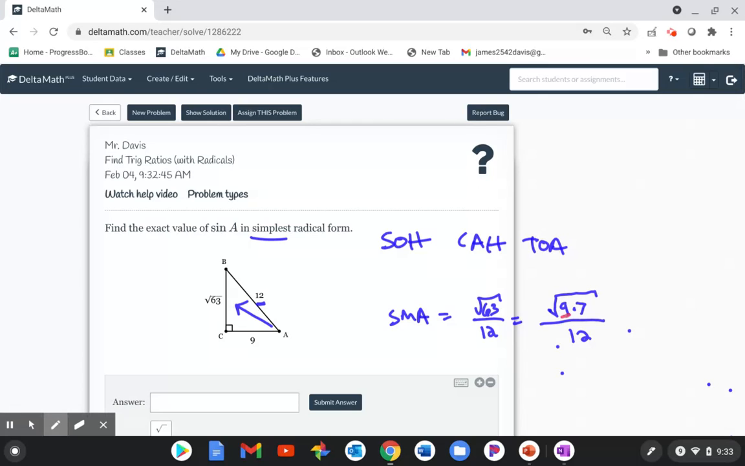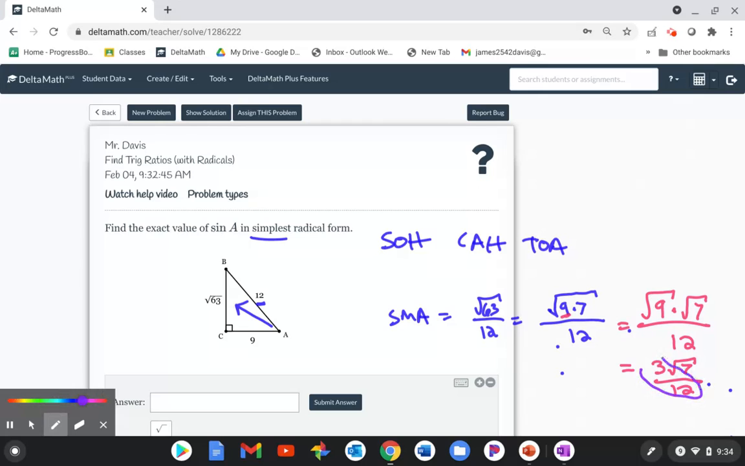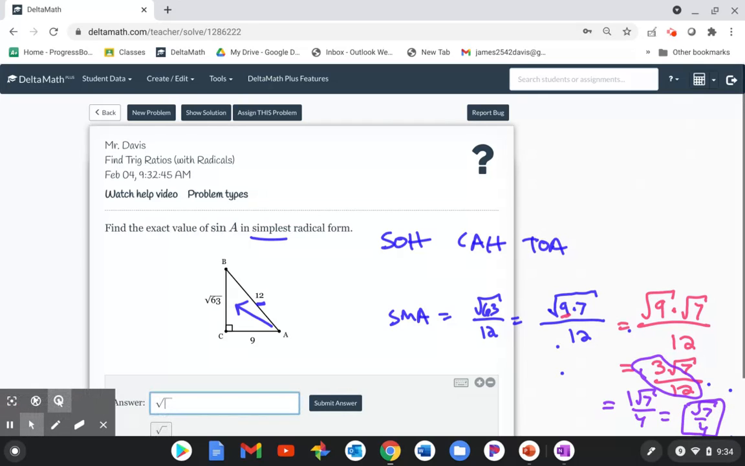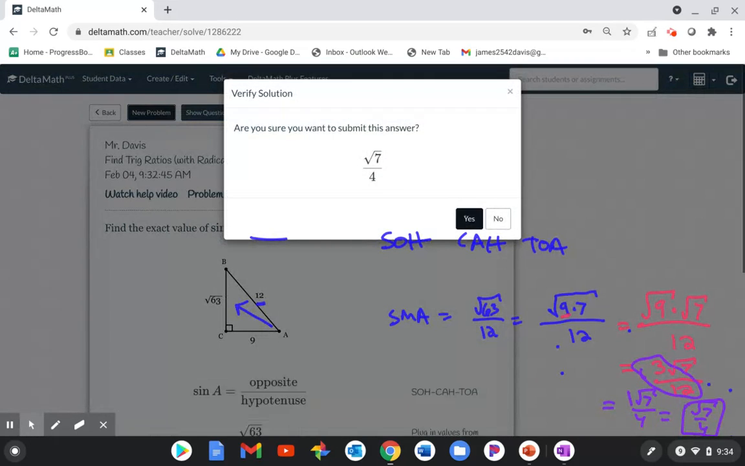And then what I do from there is I break this up into the square root of 9 times the square root of 7 over 12. And the square root of 9 is 3. So then I just simplify that to 3. So 3 radical 7 over 12. And then with that, I can actually reduce this fraction here. 3/12 reduces to 1/4. So this just becomes 1 radical 7 over 4, or just radical 7 over 4. So that is how you need to type it in, radical 7 over 4. Again, for many of you, that will probably be the most challenging part, is remembering how to do that.